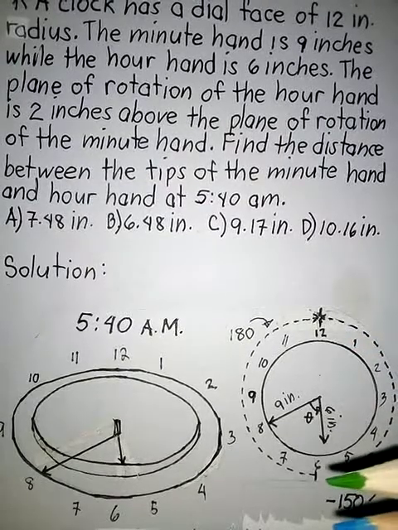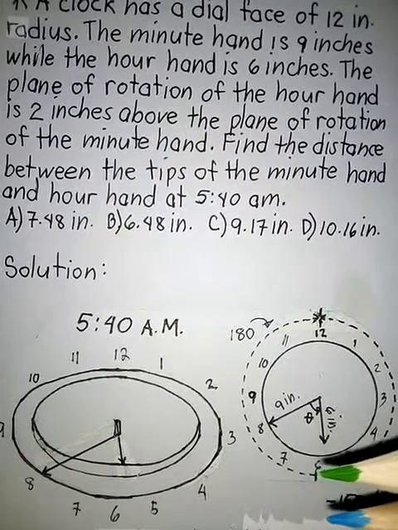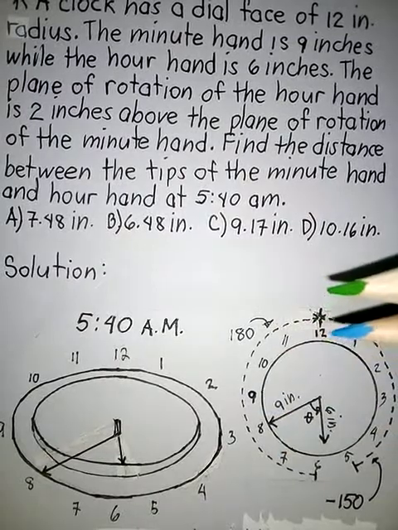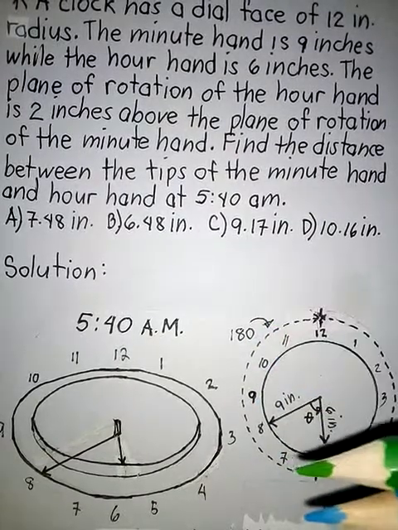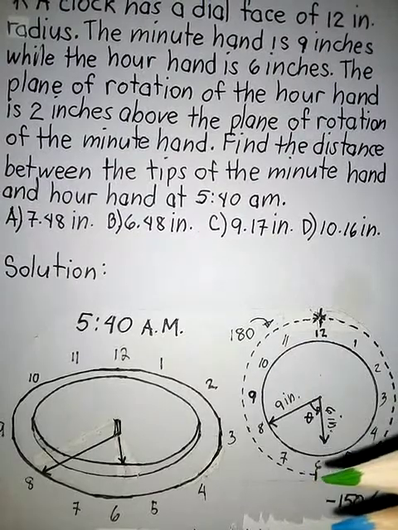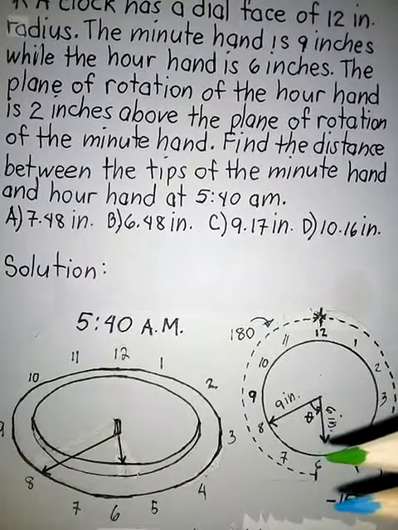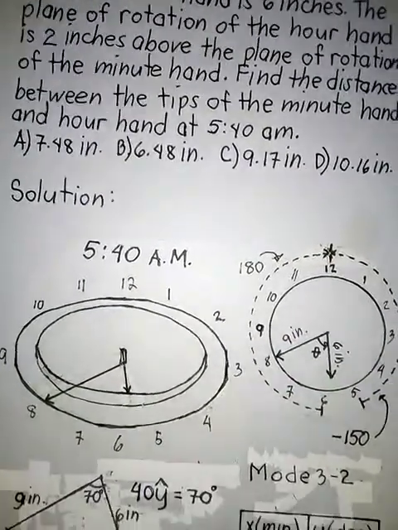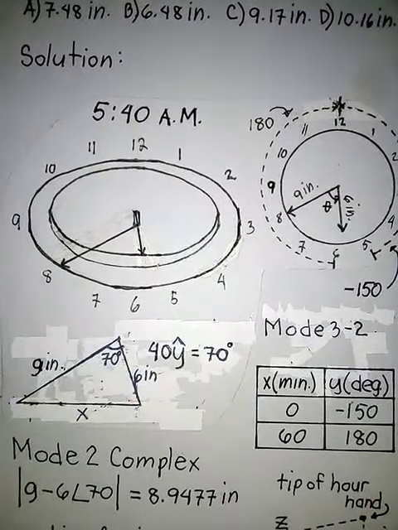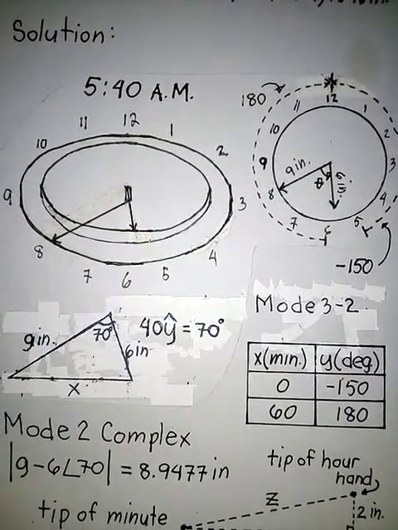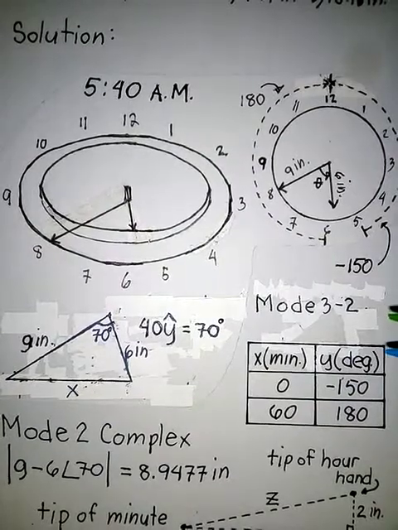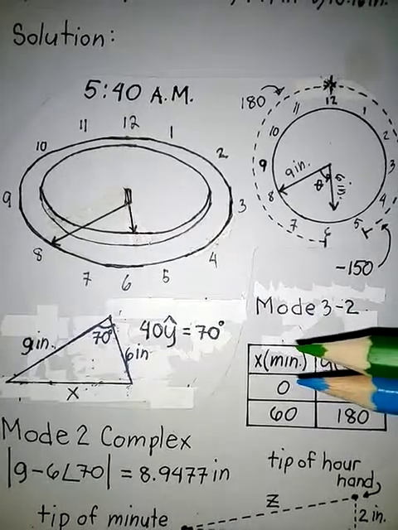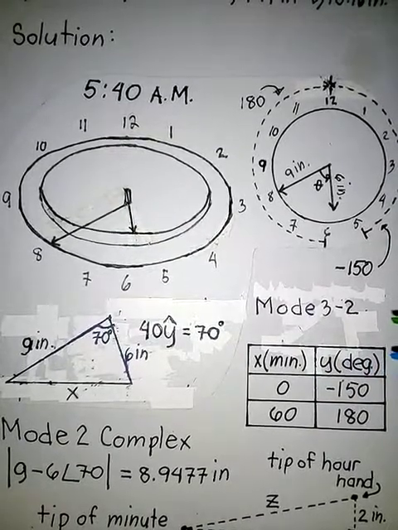And then from the 6 a.m. mark, you will go to the 12 mark, that will be 180 degrees, because just like in the number line, you are approaching an increasing number continuously. So that is positive. Okay. And then we will use mode 3.2. In mode 3.2, there should be two columns: the column for x for minutes and the column for y for degrees.